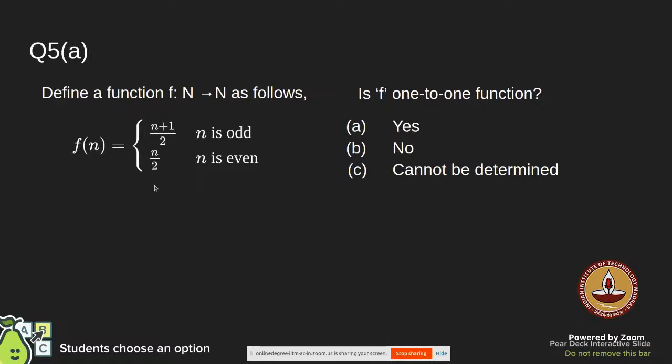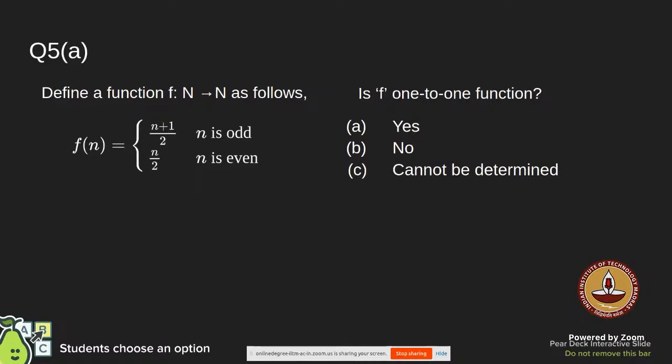If I say 5, then it will take the upper one. 5 plus 1 is 6, by 2 is 3. Yeah, right. Now the question is, is this function a one-to-one function? No, sir. Then tell me two elements from the natural numbers which are going to the same natural number.